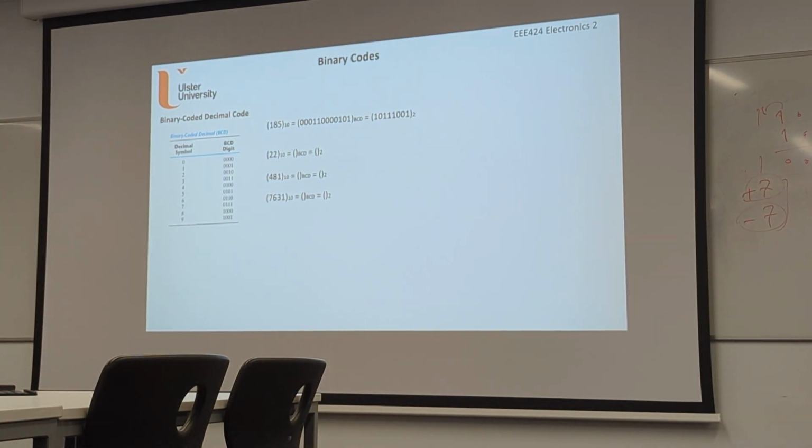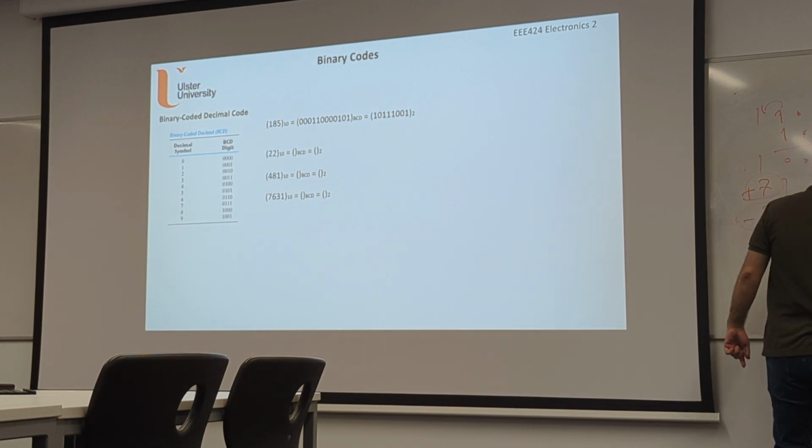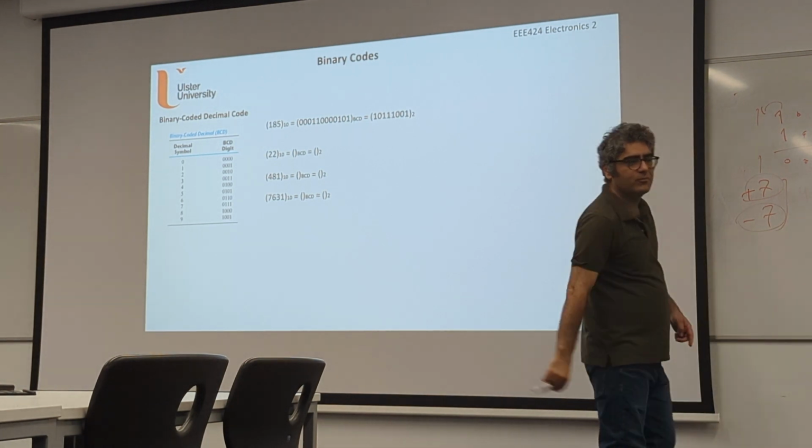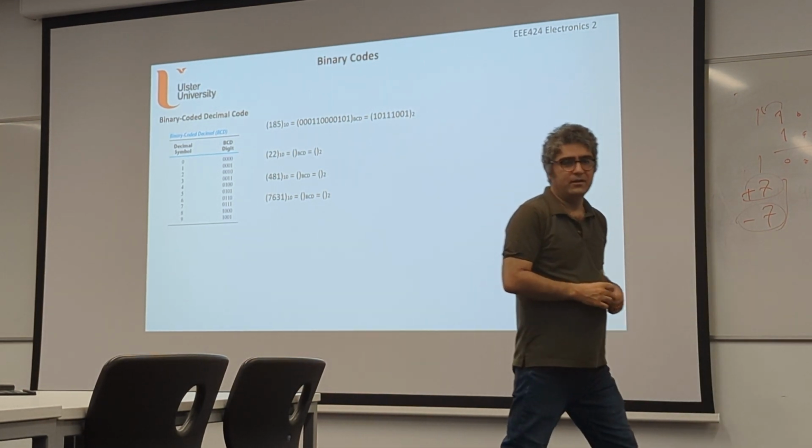And we know 1, 2, 4, 8 is the base of that. 1 would be 0001. 8 would be 1000. And 4 would be 0100. It would be the BCD form. Very easy. You see? The other one.